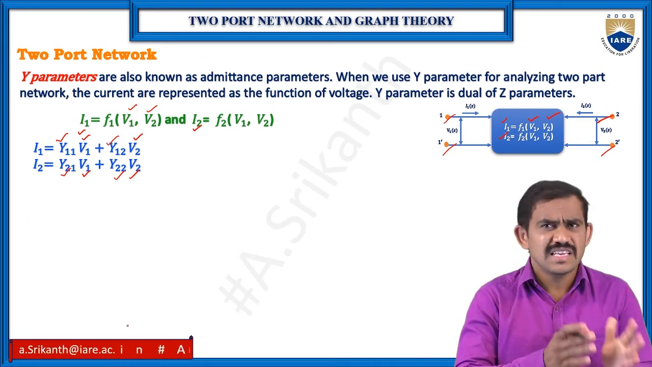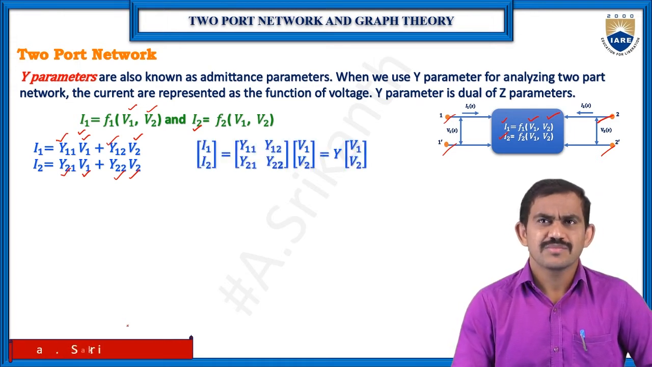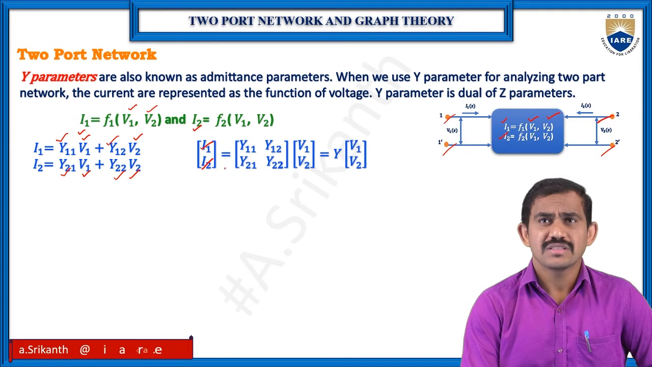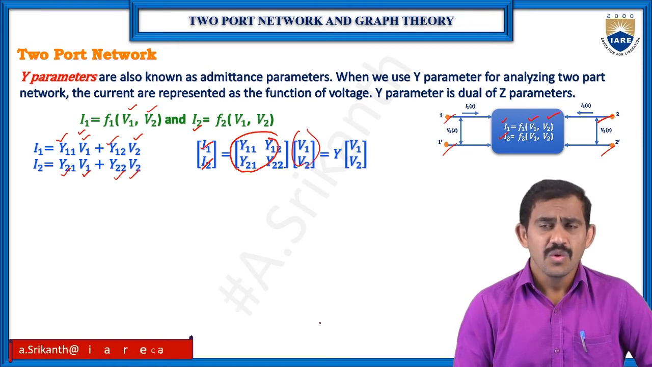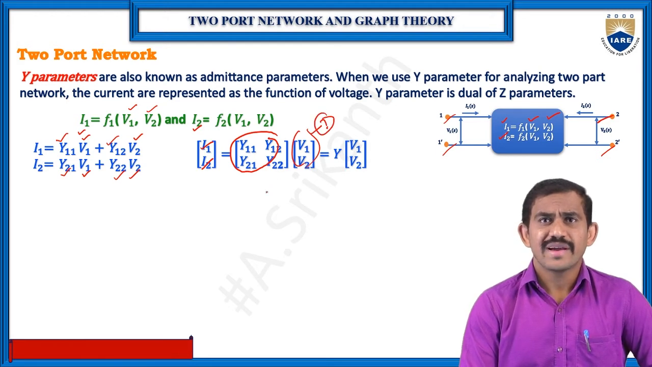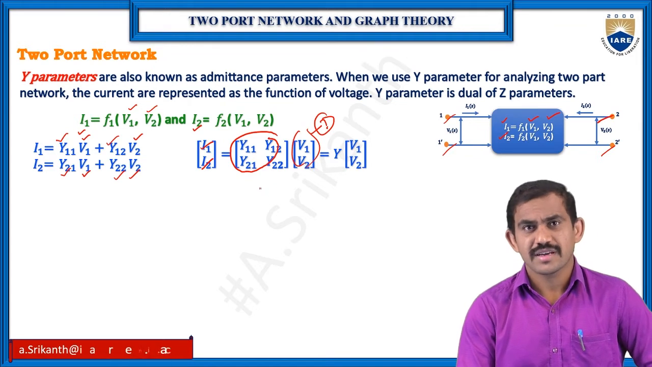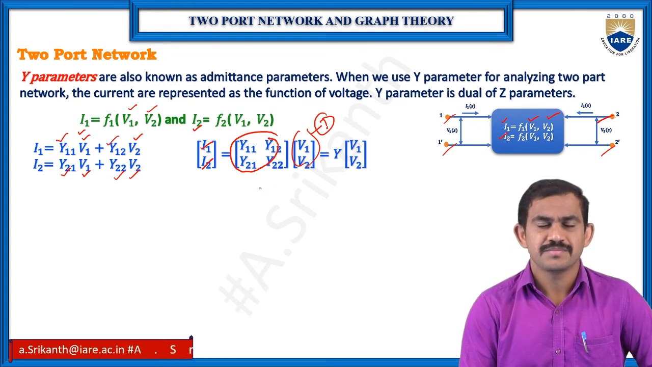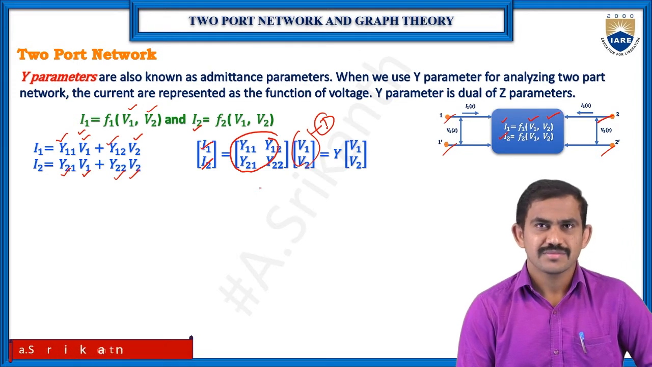I can write this equation in the form of a matrix. It's very simple: I1, I2 is equal to your parameters into your voltage values. Why do we write it in matrix form? Because I want to find out the V1 and V2 values using Cramer's rule. You can use Cramer's rule and find out the V1 and V2 values.